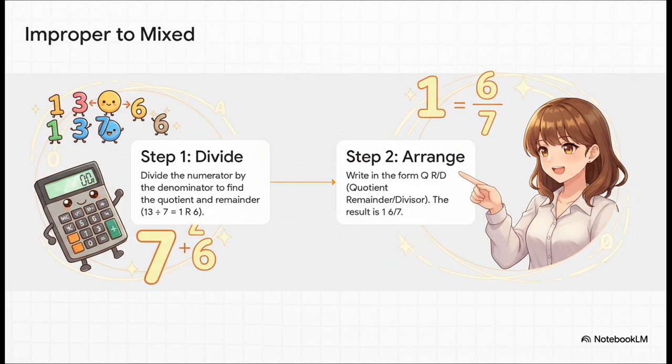So that 1 becomes our big whole number. Now, what's left over? 13 minus 7 is 6. That leftover 6 becomes our new numerator. And the denominator? Oh, that guy never changes. It stays a 7. So 13/7 becomes 1 6/7.